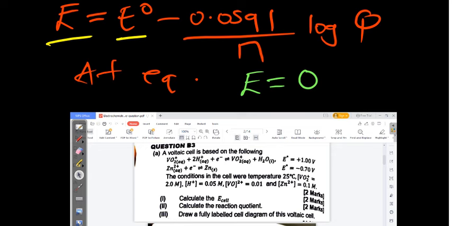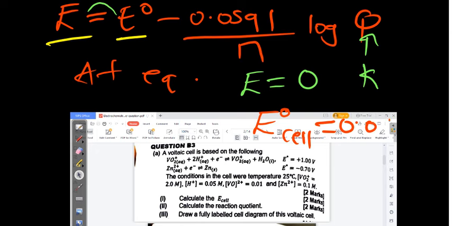Okay, so Q becomes K, as we've seen from our study under chemical equilibrium. We've seen that K denotes the equilibrium constant, and Q denotes the quotient at any point in the reaction. So at equilibrium, the non-standard cell potential is 0. So this one usually goes the other side, so that we generate a simple formula: the standard cell potential is equal to 0.0591 over n log K.